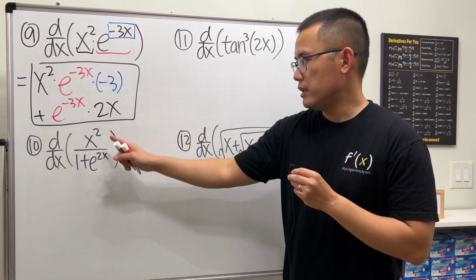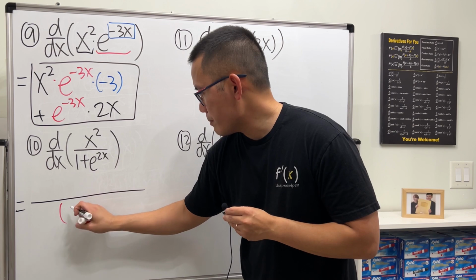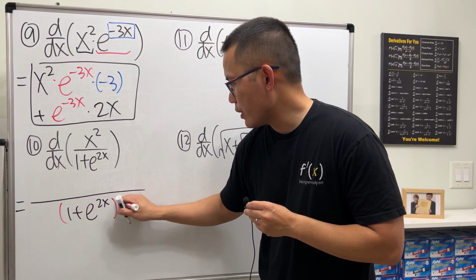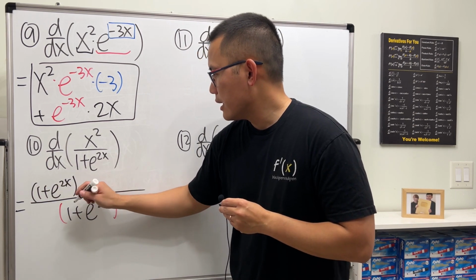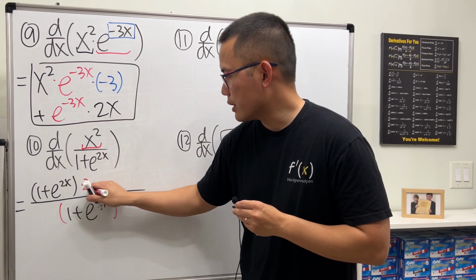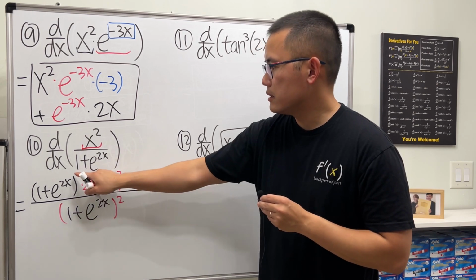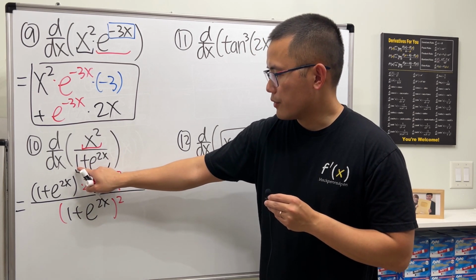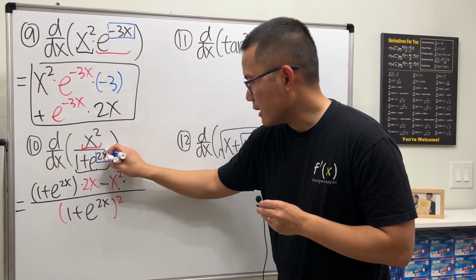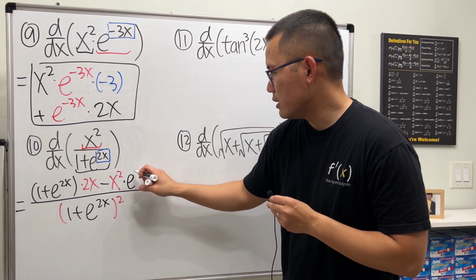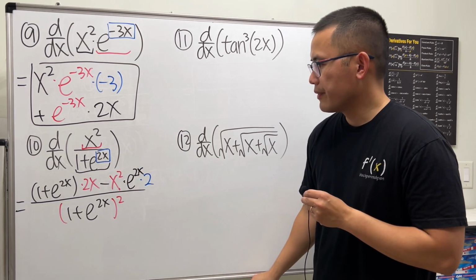All right, number 10, we need the quotient rule. So let's go ahead and square the denominator. So 1 plus e to the 2x, and then square. And I'll put the bottom function here, 1 plus e to the 2x, and then we multiply by the derivative of the top, which is 2x, minus the top function times the derivative of the bottom. And the derivative of 1 is 0, derivative of e to the 2x. So here it's e to a box. So we will first get e to the 2x, and then multiply by the derivative of 2x, which is a 2. So here you have.